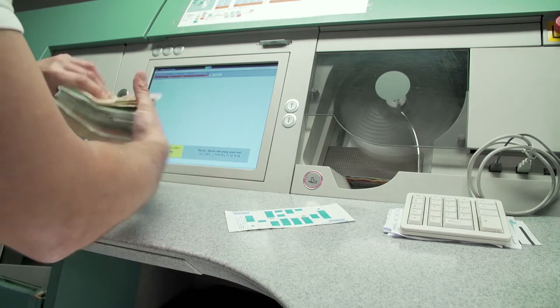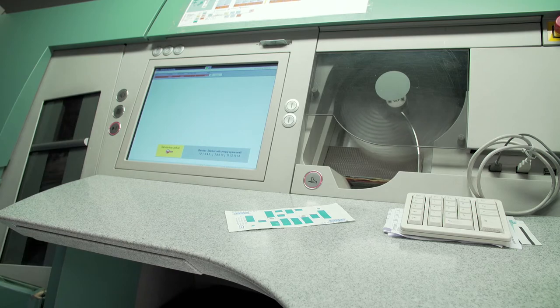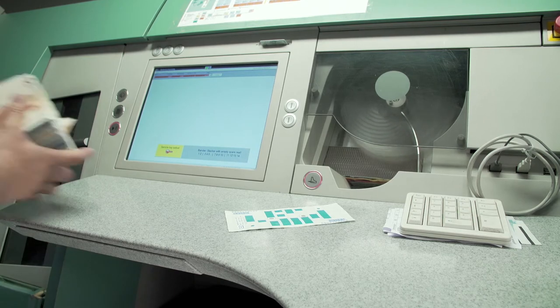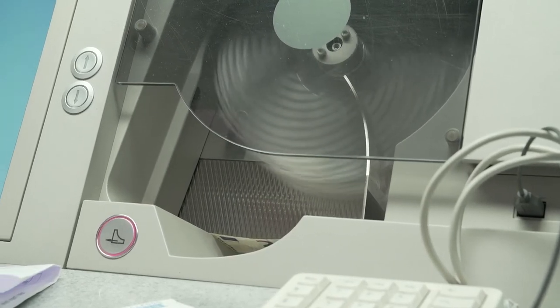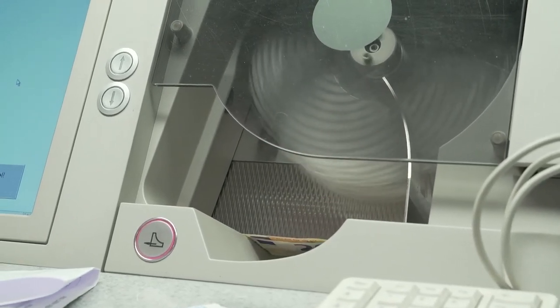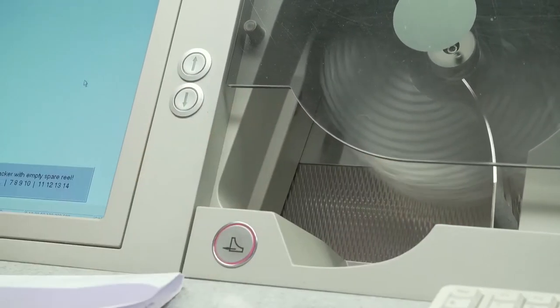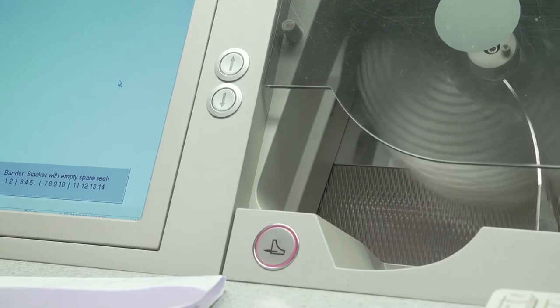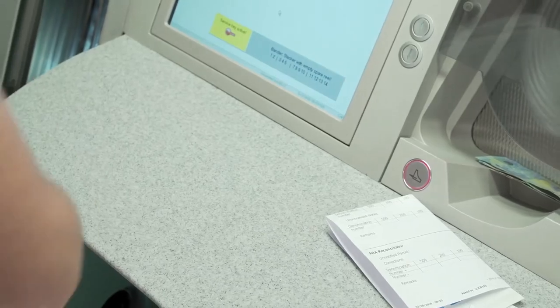An employee manually supplies the machine continuously with banknotes in order to avoid any interruption. Banknotes that aren't clearly recognized by the machine are sorted out for manual verification. This is mostly the case when the notes are strongly creased or used. Counterfeit notes are also rejected at this point by the machine.